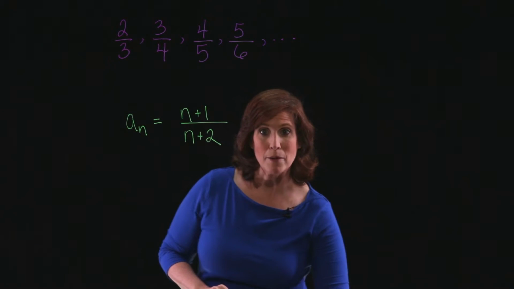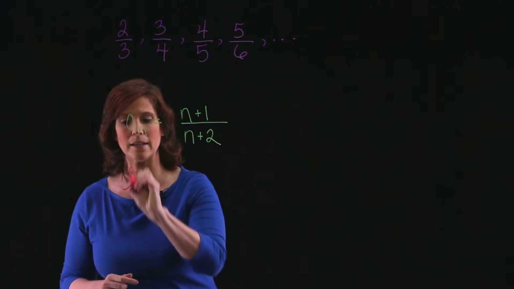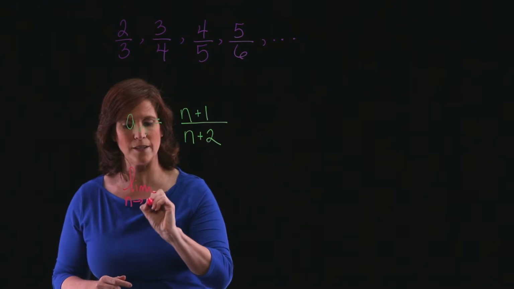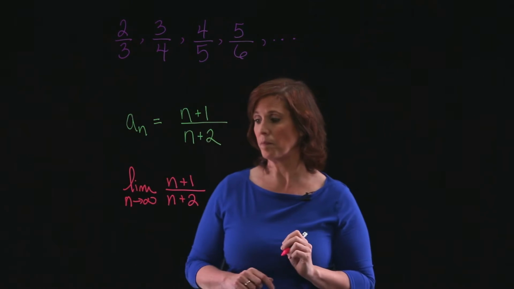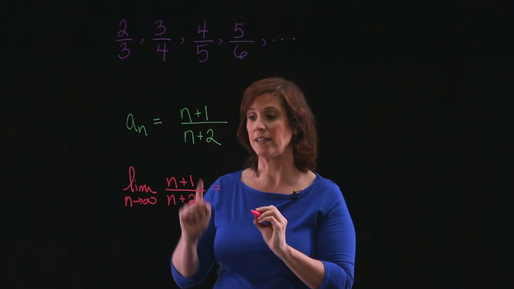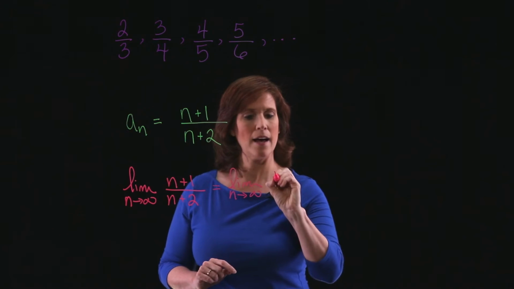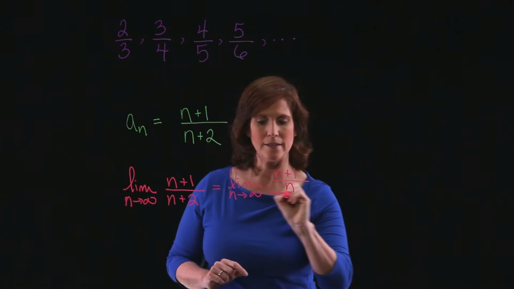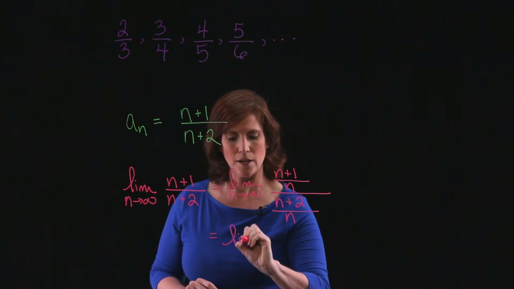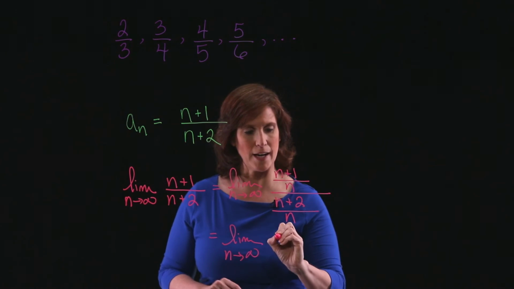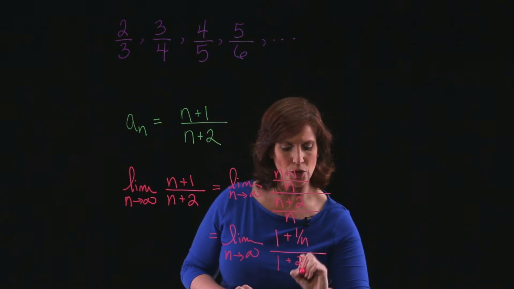The next part of the problem asks, does this sequence converge or diverge? To determine that, I'm going to take the limit as n approaches infinity of n plus 1 all over n plus 2. When I evaluate this limit, I'm going to divide the top and the bottom by n. So I have the limit as n approaches infinity of n plus 1 all over n divided by n plus 2 over n, which will reduce to the limit as n approaches infinity of 1 plus 1 over n all over 1 plus 2 over n.